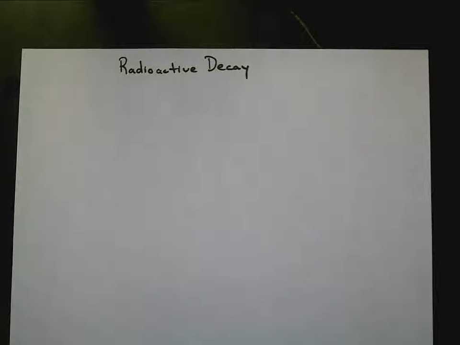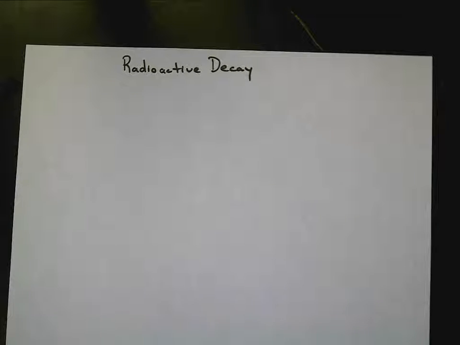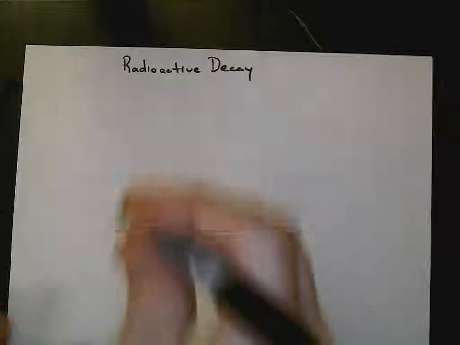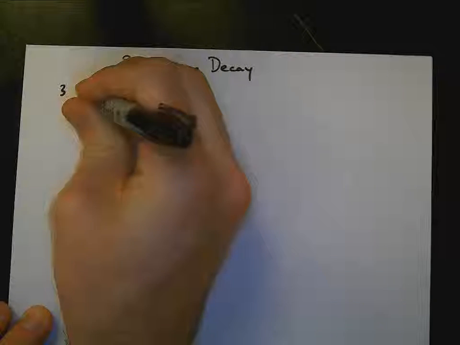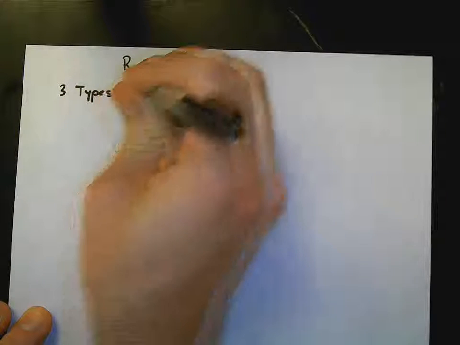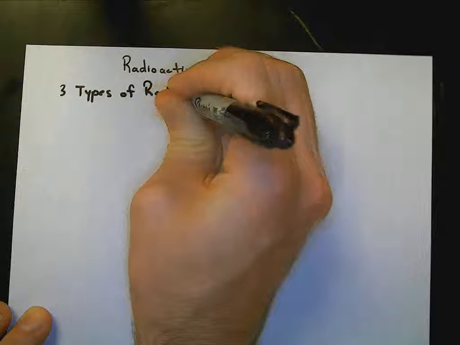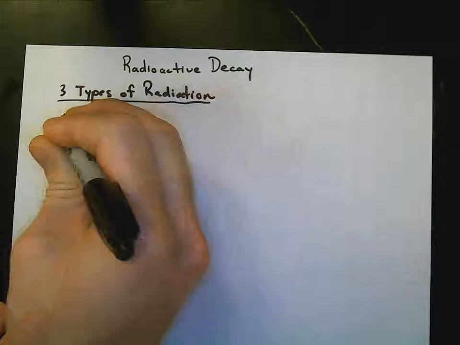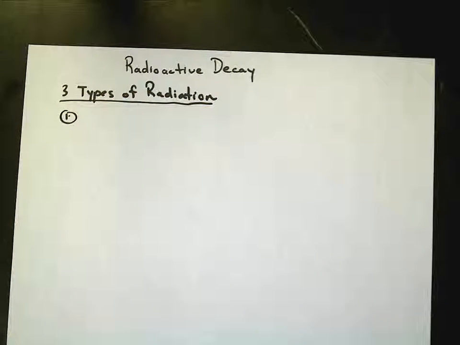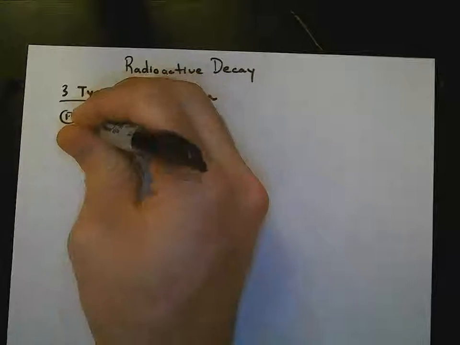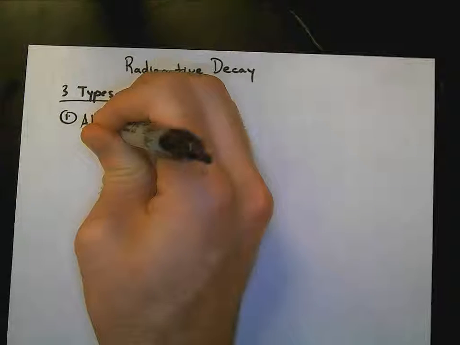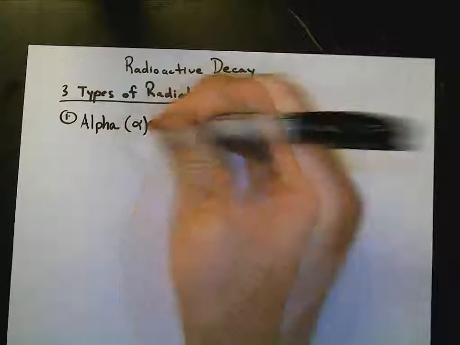And this is going to be our second last lesson for the e-learning course for this year, and we're going to be looking at radioactive decay, which gets to be a little bit more interesting in my opinion. And really, we're going to look at three basic types of radiation and types of decay. The first type that we will look at is alpha decay, with the Greek letter alpha.